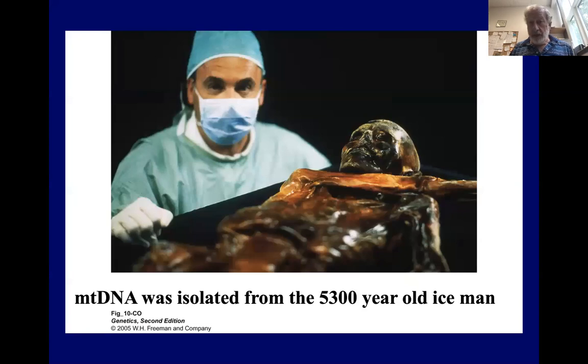Laying down there, the freeze-dried corpse is Otzi the Iceman, who was killed 5,300 years ago in the European Alps. And they were able to successfully isolate mitochondrial DNA from him. Mitochondrial DNA, of course, is the circular DNA molecule found in the mitochondria of our cells. And it's been worked with a lot, particularly in animals.